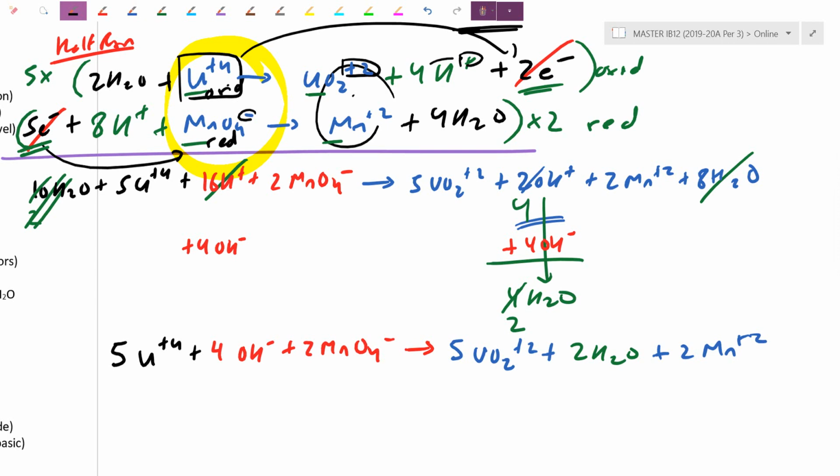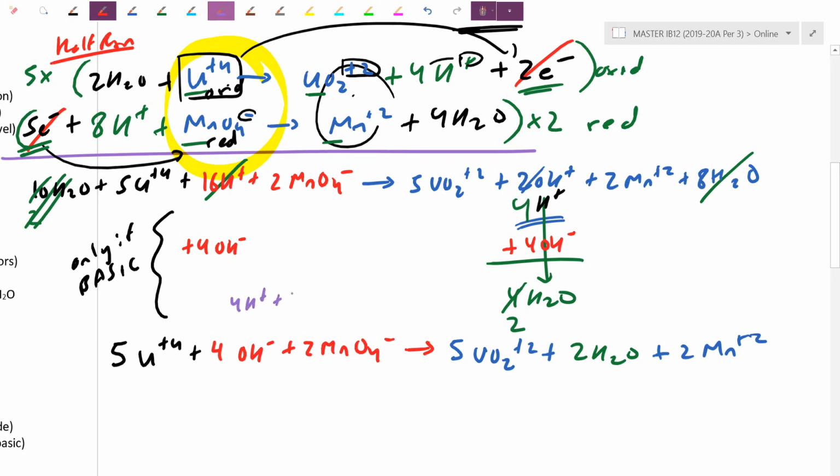The other way of doing this last step, this part here is only if basic. The other way of doing it is you can actually add the water equation. Because I had 4 H pluses left over here, I could have added an equation, let's say 4 H plus and 4 hydroxide is in equilibrium with 4 waters, and in that case the H plus also cancels out the H plus. So you could add the self-ionization of water. That's another way of looking at it. That's balancing using the half reaction method.